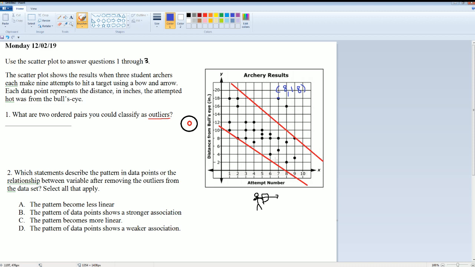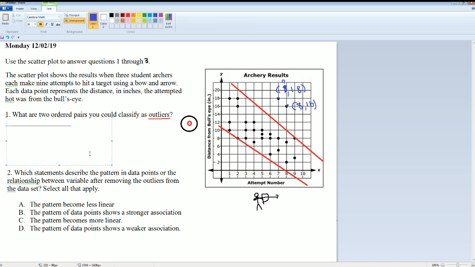Sorry, this is wrong. The 7th attempt was 17 inches away, and the 8th attempt was 16 inches away. So the reason why these points here are considered outliers is because they fall dramatically outside this pattern. So we can write it right here as the answer.